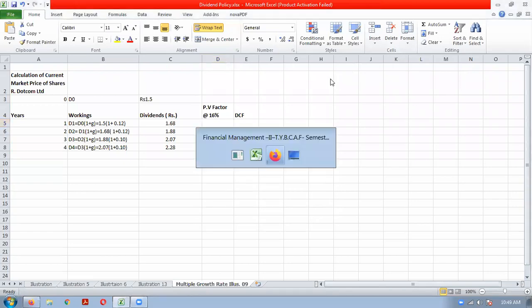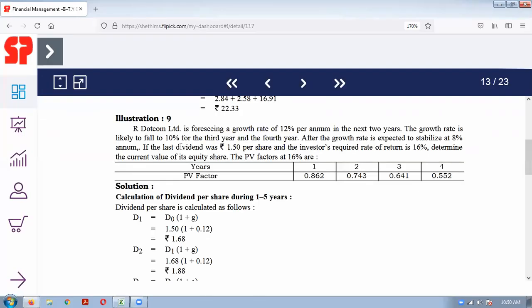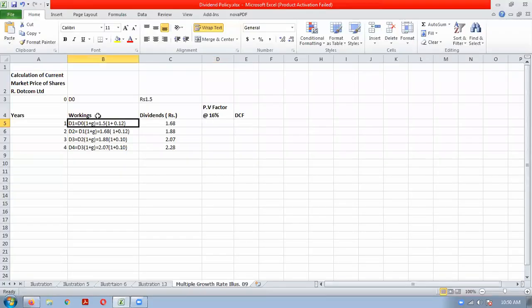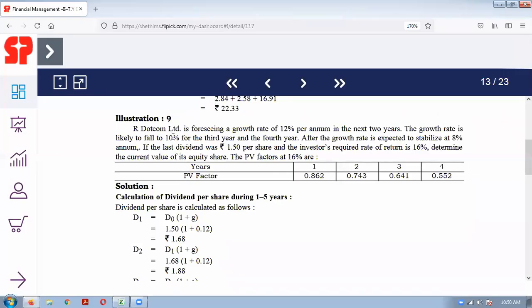Which part? See, in this question, multiple growth rates are given. Growth rate for the first and second year is 12 percentage. Growth rate for the third and fourth year is 10 percentage. And after that, your growth rate will remain 8% perpetual, from the end of the fourth year. So see, D0 is given, that is the recently paid dividend or last paid dividend. Last paid dividend means D0. That is given in the illustration, 1.50 per share.